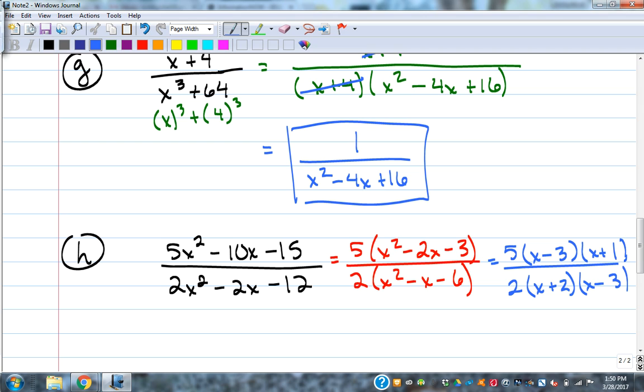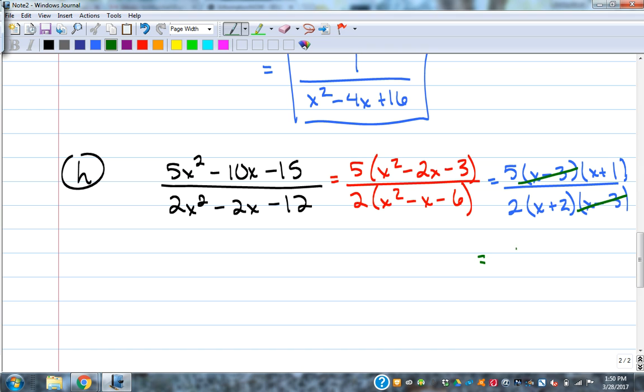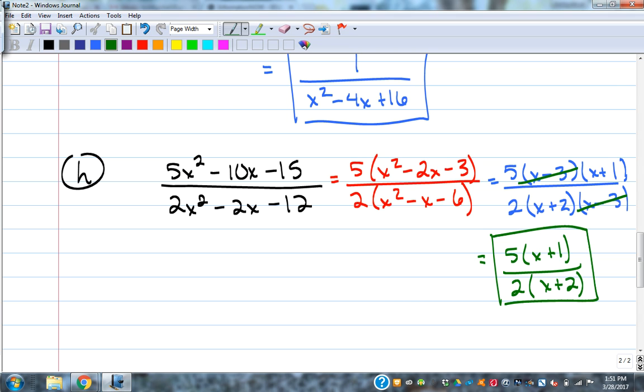And then we cancel out everything that'll cancel. Not much that cancels here, but it's a very important piece. That x minus 3 cancels out. So we're left with 5 times x plus 1 over 2 times x plus 2. So it does simplify some. There, gets rid of a factor. The 5 and the 2 just kind of hanging out there. They're not really doing anything else. Okay. Questions so far? Not an incredibly difficult thing, just simplifying.